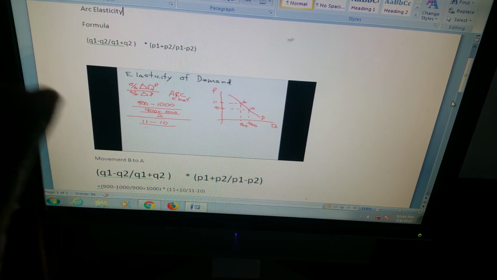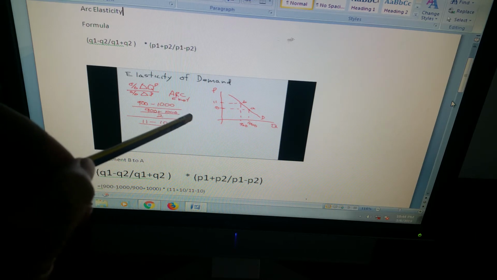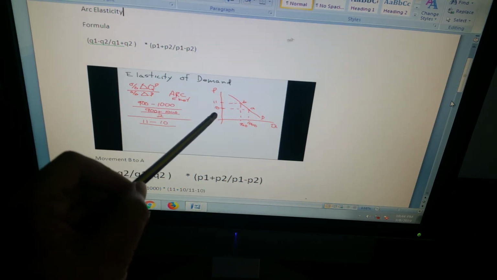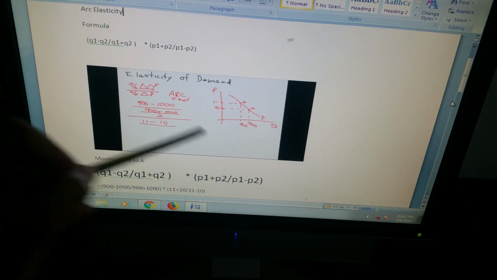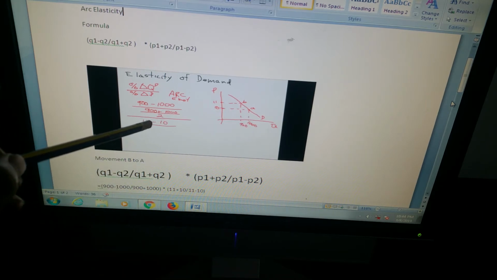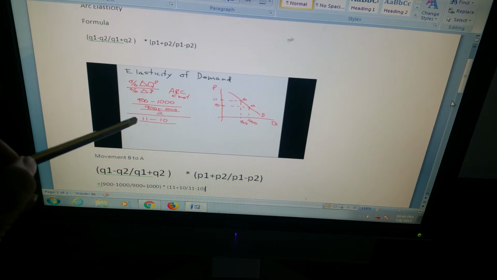Yes, Shajil, tell me, what are we going to see here? Are we going to see a contraction or an extension? The price has fallen, there's a movement along the curve, so there's going to be an extension of demand. Right? There's going to be an extension of demand. So now let's start plugging this into the formula.